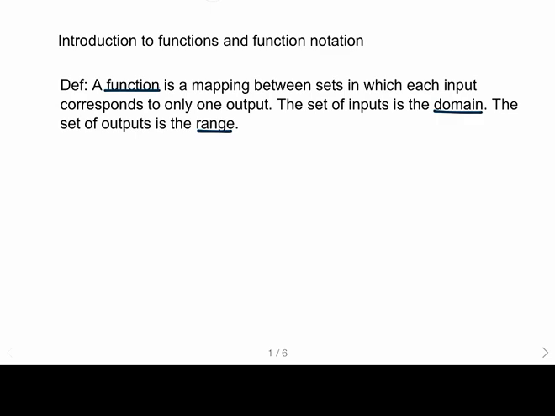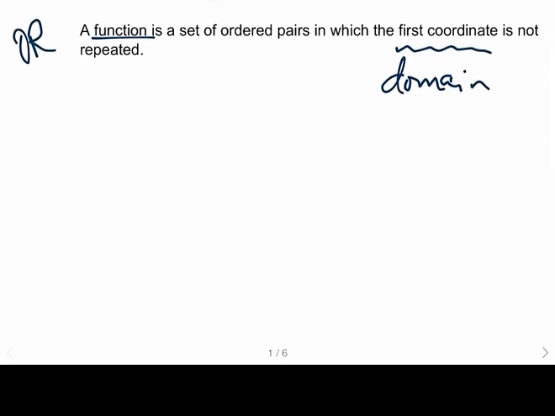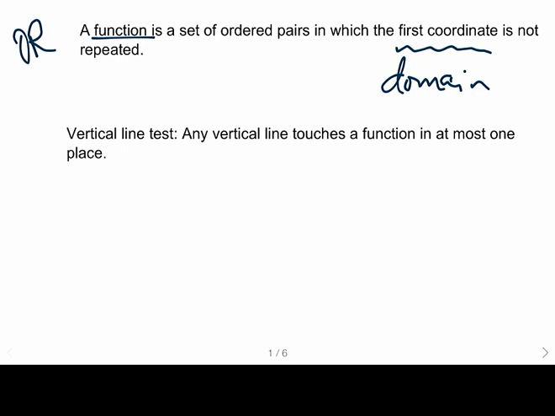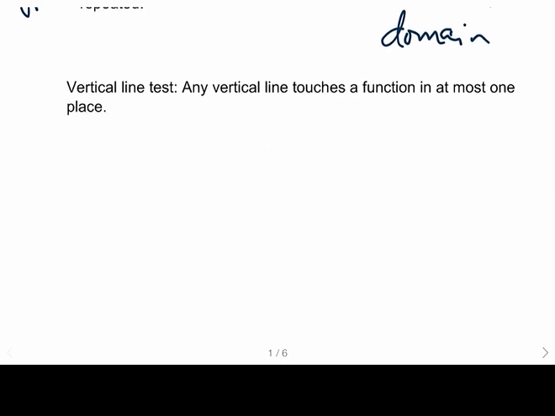In terms of ordered pairs, a function is a set of ordered pairs in which the first coordinate is not repeated. That is to say, domain elements are not repeated. And since the first coordinate or domain elements are not repeated, this can be looked at graphically. What we're going to consider now is the vertical line test. Probably the easiest way to express the vertical line test is that any vertical line touches a function in at most one place. So let's look at a couple of graphs.